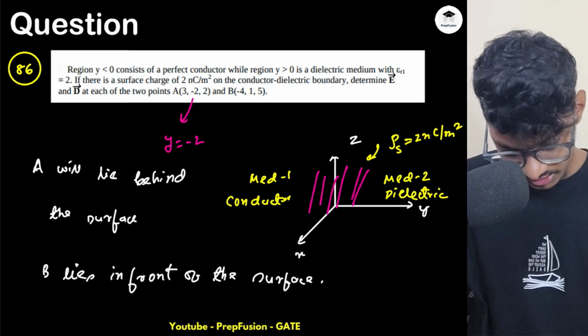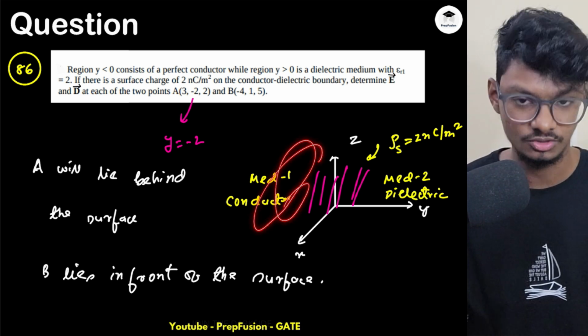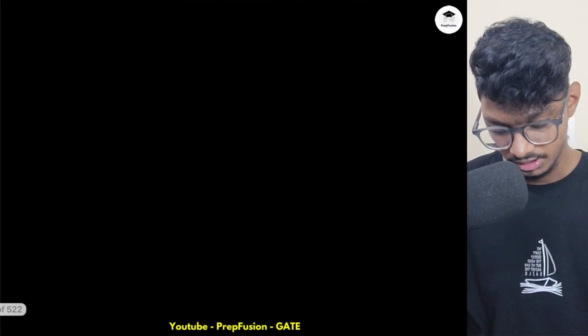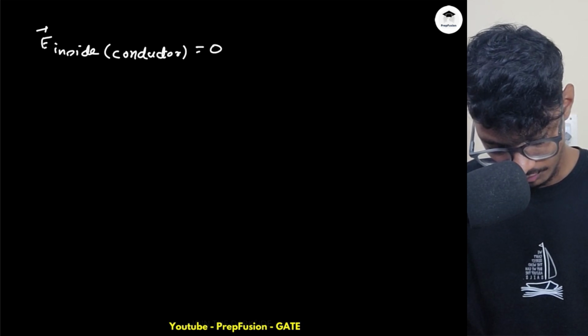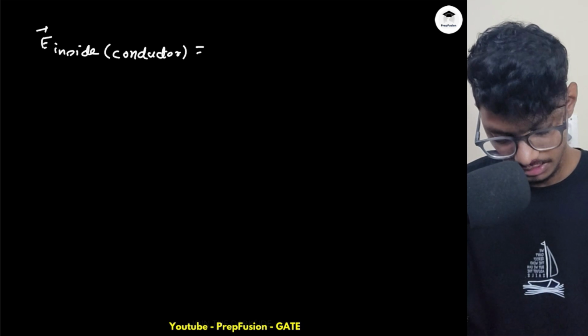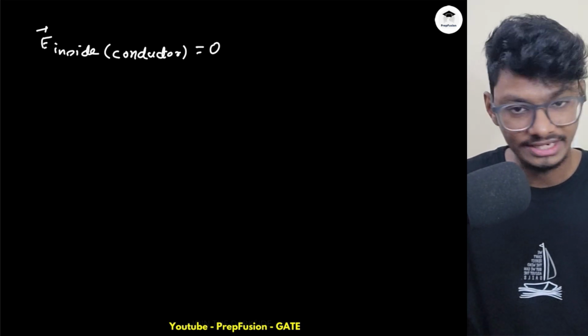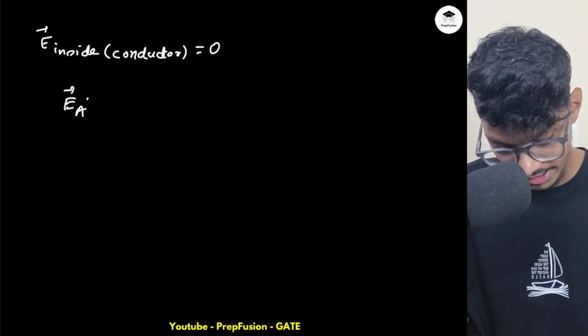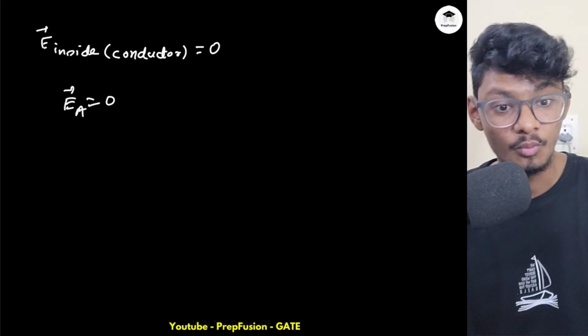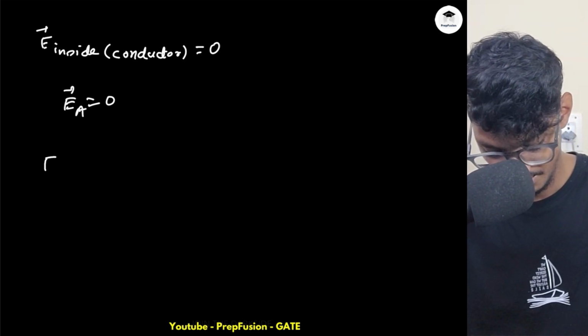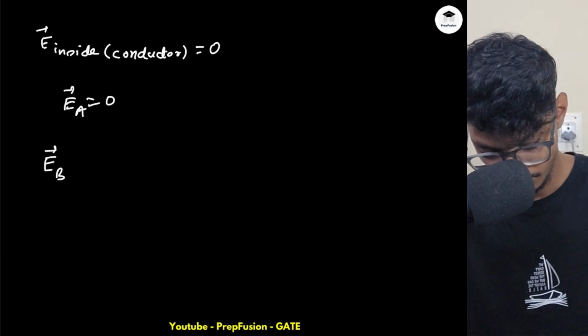Now what do I know? If this whole region y less than 0 is a conductive surface, I know that my electric field inside the conductor will simply be 0. So obviously the electric field at point A will simply be 0. Simple. What about the electric field at point B? How do I find it out?